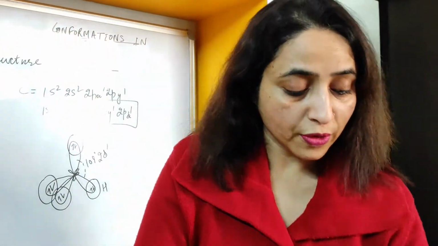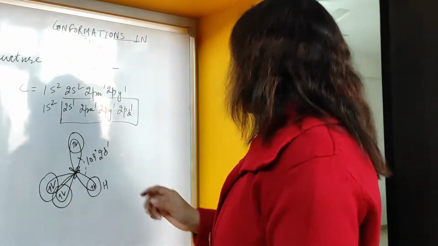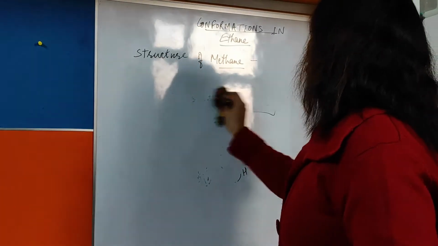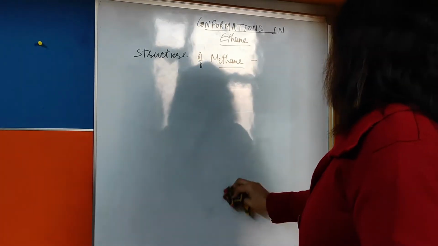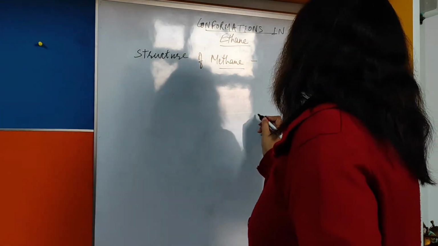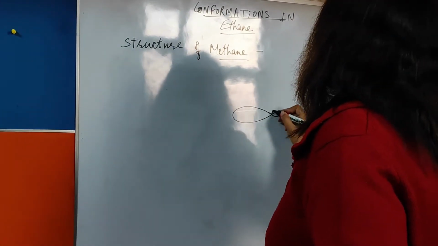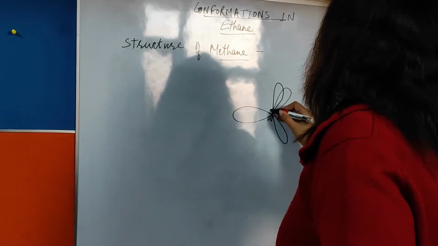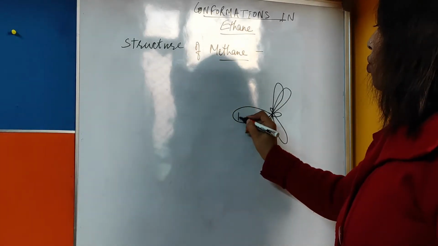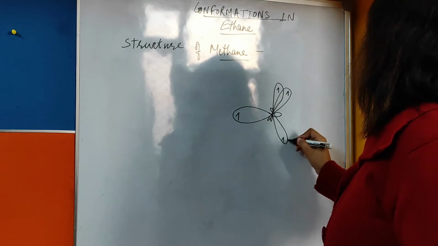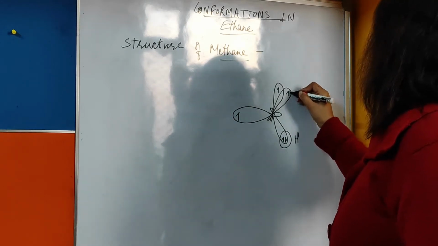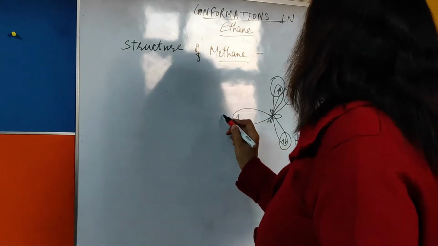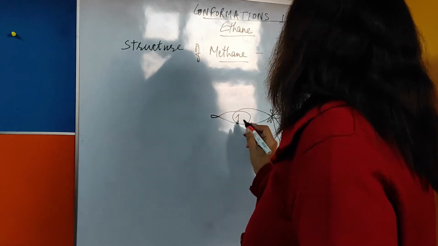Now what about the structure of ethane? In the case of ethane, both the carbons will undergo sp3 hybridization, and that is how they will form this type of structure. This is one hybrid orbital of one carbon, and so on. So these four are the hybrid orbitals of one carbon. Three of them are overlapping with hydrogen like this, and the fourth one will overlap with the sp3 hybridized half-filled orbital of another carbon in this way.